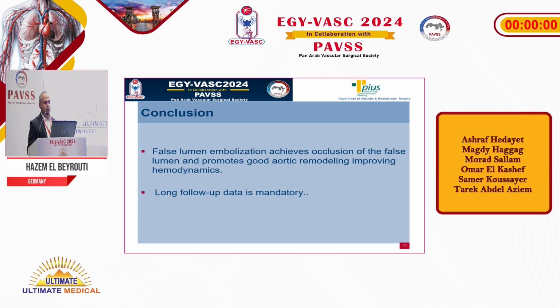So, in conclusion, false lumen occlusion leads to positive aortic remodeling. However, long-term follow-up data is essential for these patients.